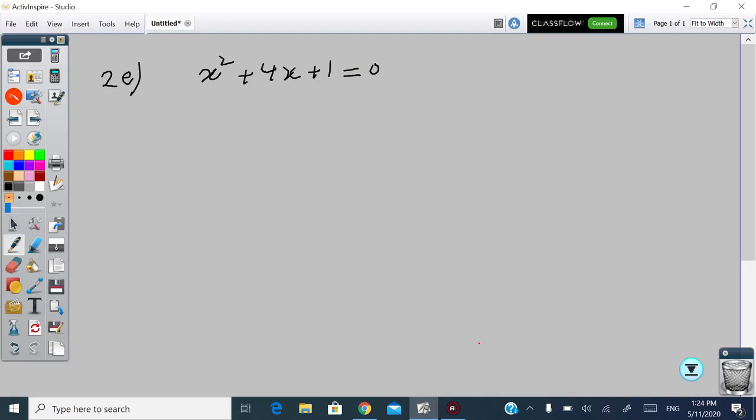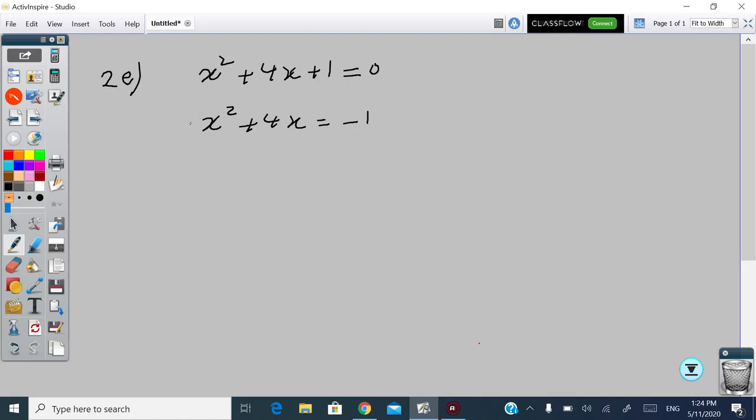We are required to solve x squared plus 4x plus 1 equals 0 using completing the square. And as we have learned, the process begins by sending the constant to the left-hand side. So x squared plus 4x equals -1. And I need to check what is the coefficient of x squared. The coefficient of x squared in this case is 1. Therefore, I can complete the square.